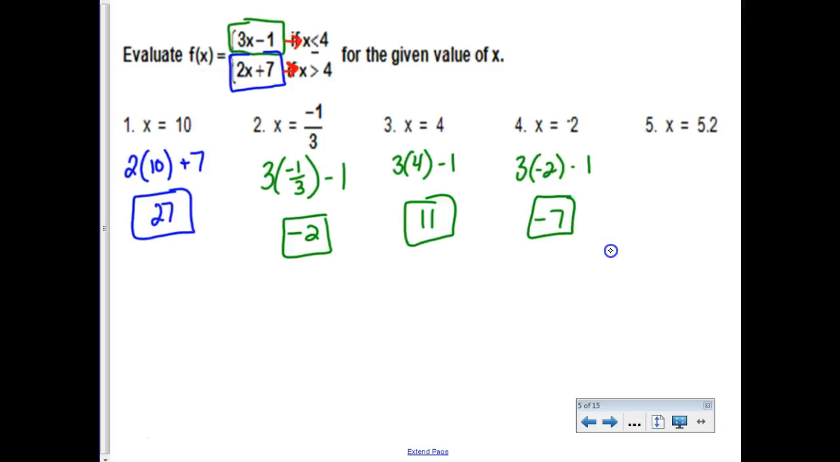And how about 5.2? Top function or bottom function? 5.2 is surely bigger than 4. So we should be using the bottom function. So 2 times 5.2 plus 7. 10.4 plus 7 is 17.4. We're good with why I use the bottom function?